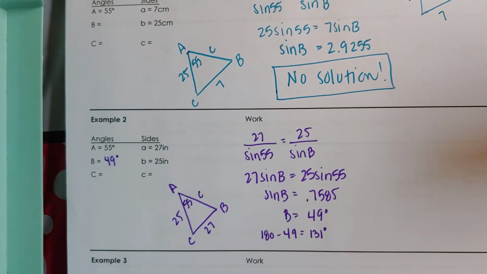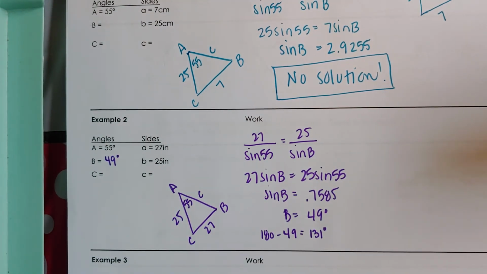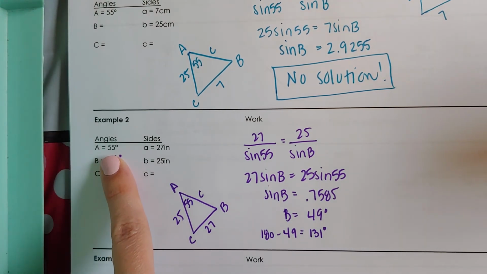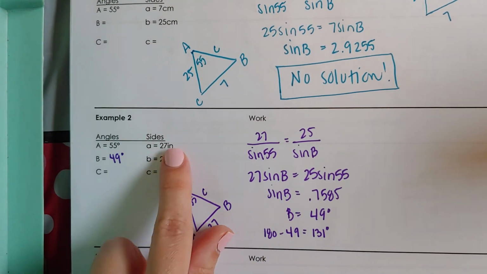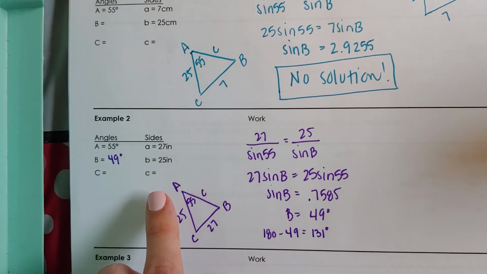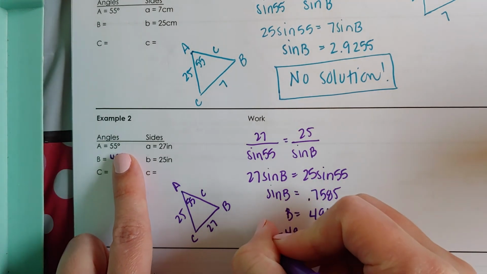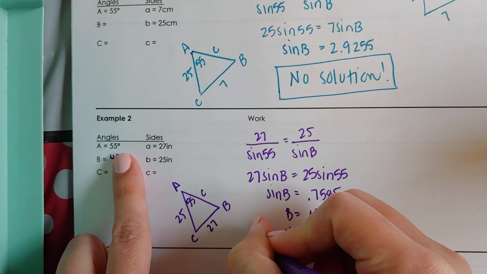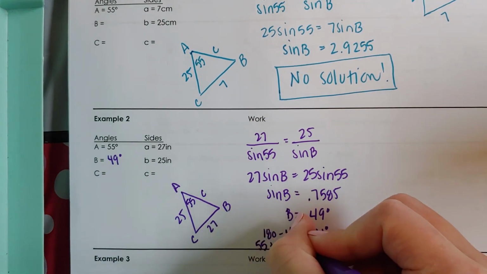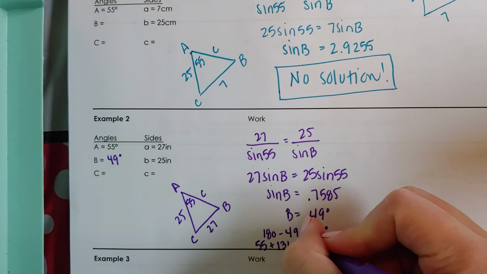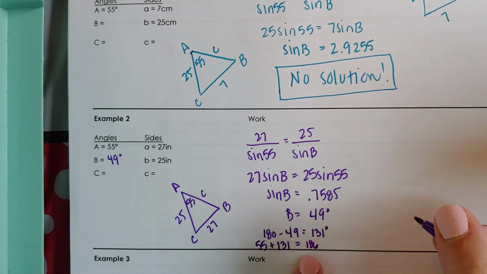So before we even go through the process of writing A, B, C, A equals, B equals, C equals, I'm just going to see if this is even possible. We already know that angle A has to be 55. That's not changing. These three pieces of information stay the same in both cases. So if I know A is 55, and B in case 2 would be 131, if you add those together, you get 186.